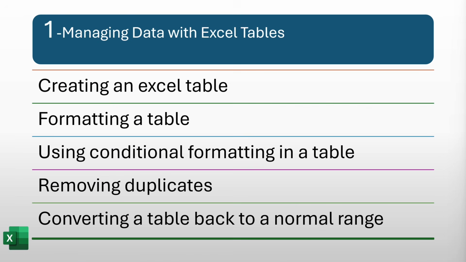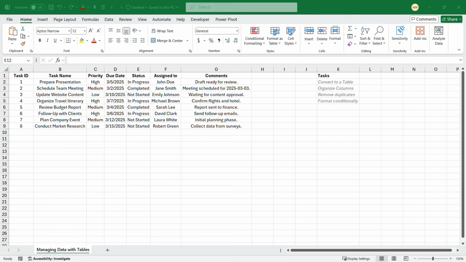Welcome to part 1. We'll take a look at managing data with Excel tables. We'll start by creating an Excel table, formatting the table, and we'll take a look at just a few features of the table, and we may need to convert the table back to our normal range. So we'll take a look at that as well. Let's go ahead and open up file number 1. And we have a worksheet in here, just managing data with tables.